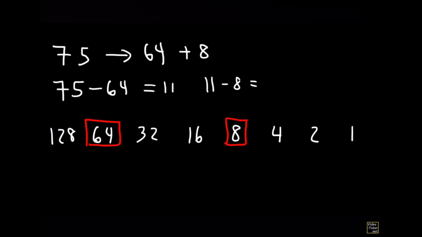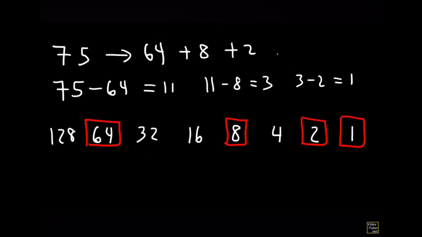Then let's put 8 here. Then we're going to subtract: 11 minus 8 is equal to 3. So the next highest number just under 3 is 2. So let's put 2 here. Then 3 minus 2 is equivalent to 1. So the next highest number is 1.